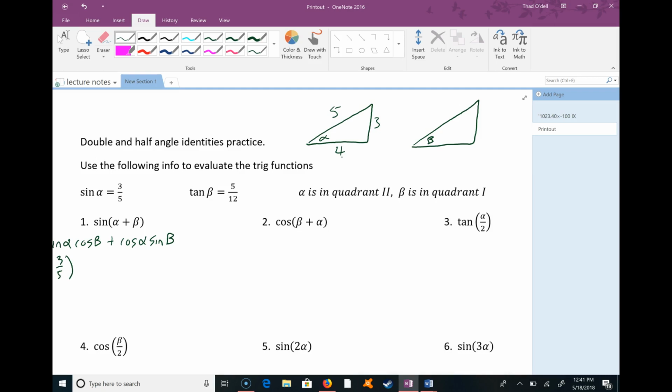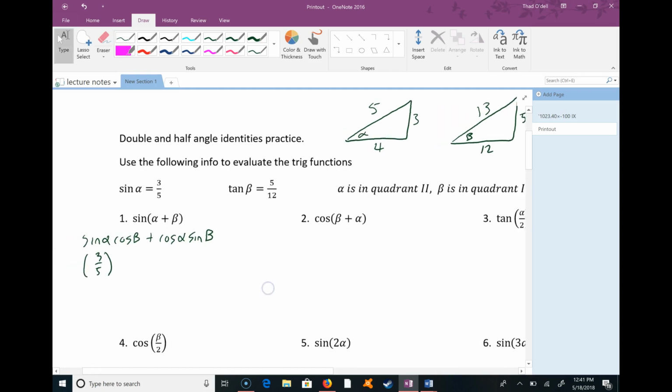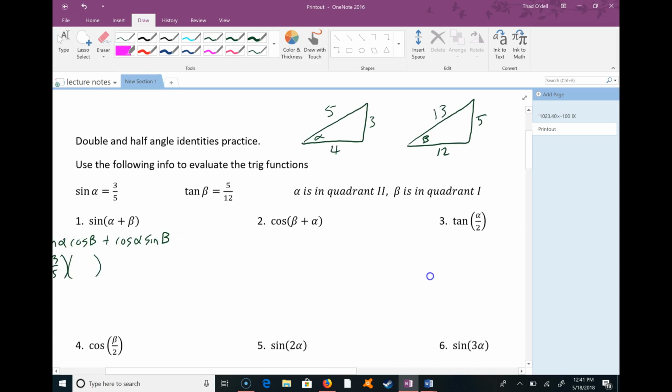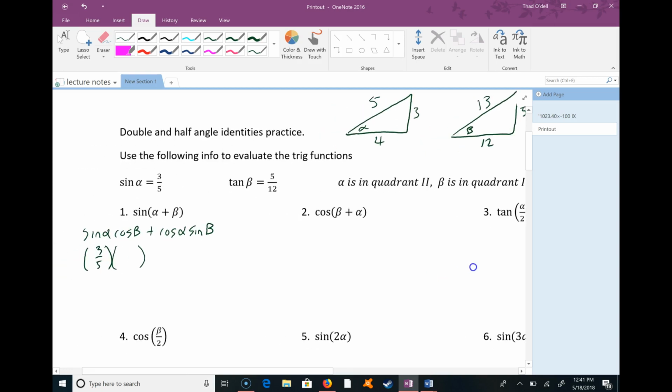Likewise with the beta, with tangent, if this is 5 and that's 12, then if you use the Pythagorean theorem, you find out that that's 13. Now keep in mind that alpha is in the second quadrant and beta is in the first quadrant. So then when I come back to here and I want to fill in a cosine of beta, I just look at that triangle. Oh, cosine is adjacent over hypotenuse, so that would have to be 12 over 13.